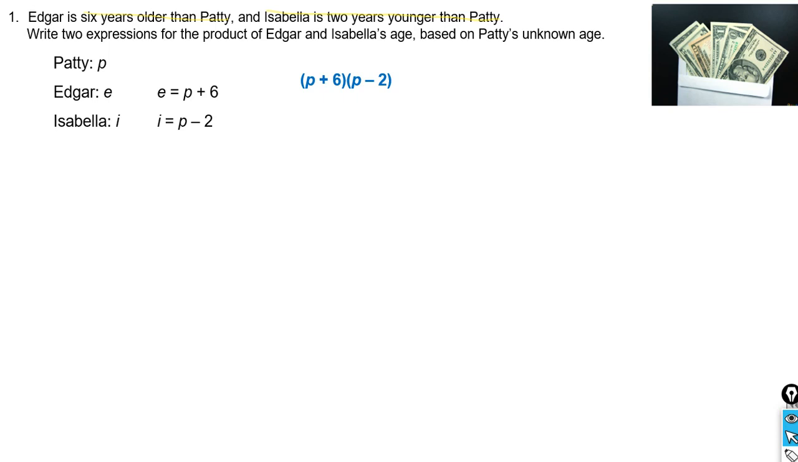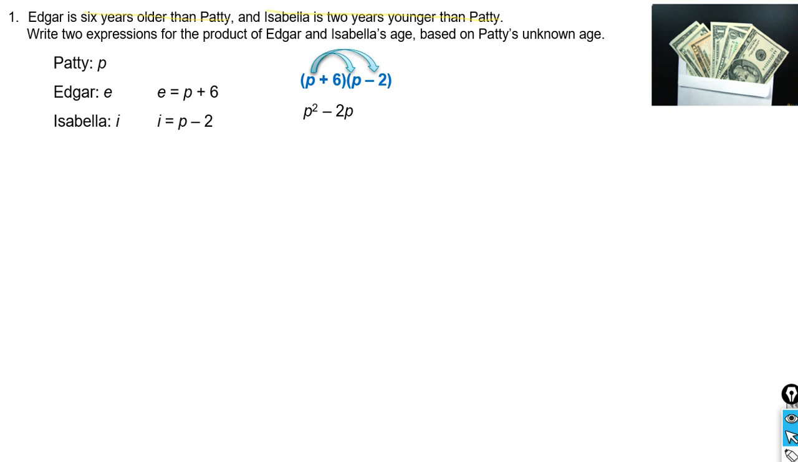And as we learned in the last lesson, we could draw an area model to represent this, or we could also use the distributive property. So if we use the distributive property, we would multiply P times P to get P squared. Then we would take the P in the first binomial and multiply it times the second term in the second binomial, P times -2 to get -2P.